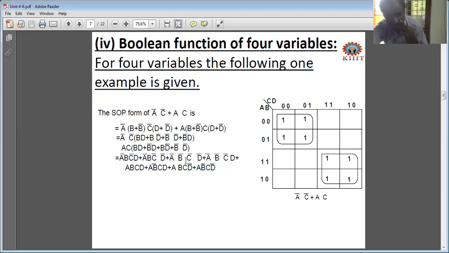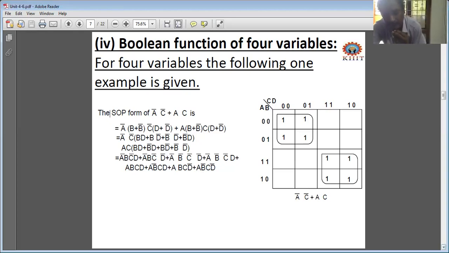Then you can shorten it to this one by taking these brackets. Okay, right? Otherwise, write directly this. Then you can make it into SOP form.